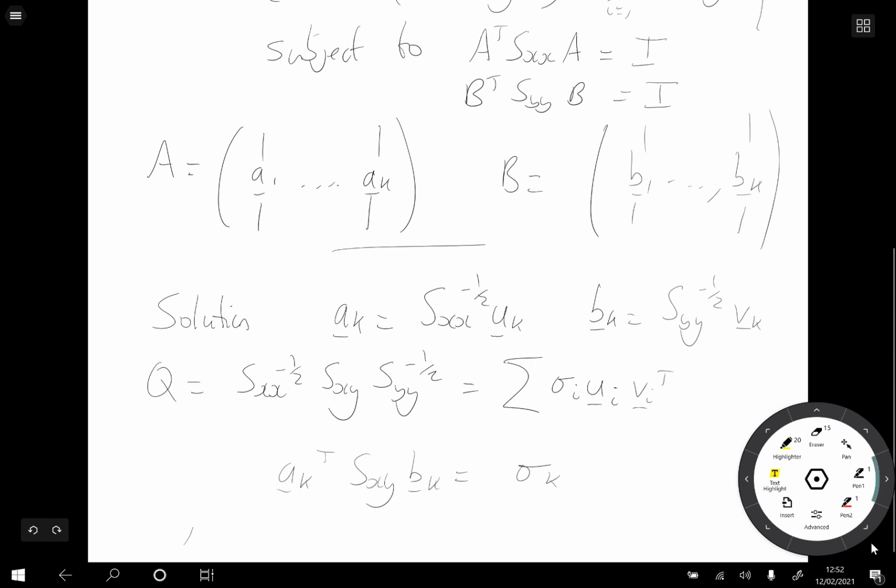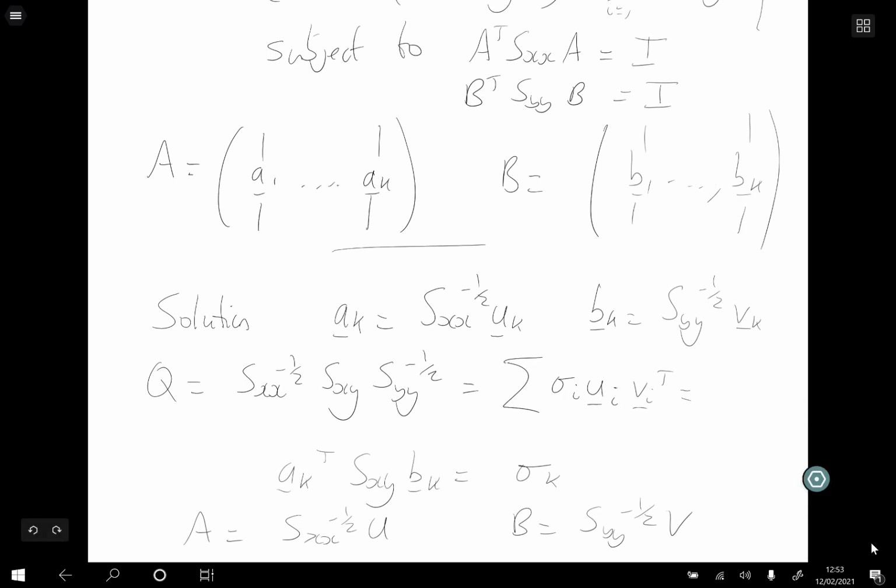Or in matrix notation, we get that A is S_xx to the minus a half times U, and B is S_yy to the minus a half times V, where U and V are the matrices of left and right singular vectors, so Q is U sigma V transposed. The proof of this we're going to work through in the example sheets.